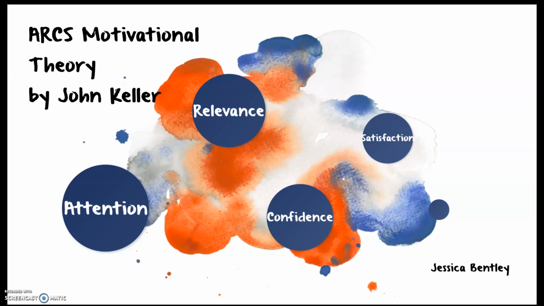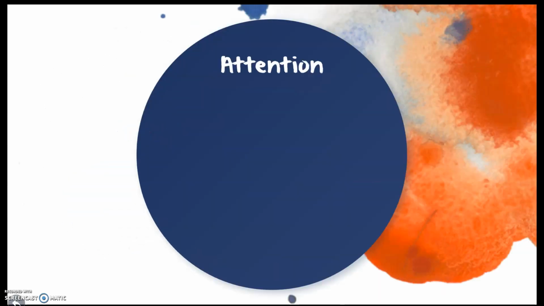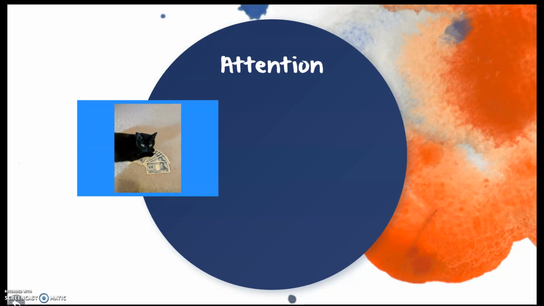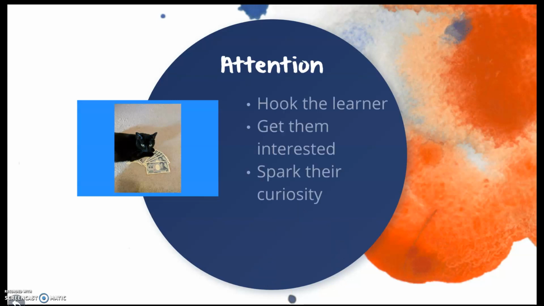The first part of it is attention. Now, you need to be able to grab a student's attention to make them want to learn. Now, if I showed this picture of just a cat sitting on some Japanese currency, you're going to start asking questions. Why is the cat on money? Why is there so much money? Why is the cat black? Depending on the age group, you'll get a variety of questions.